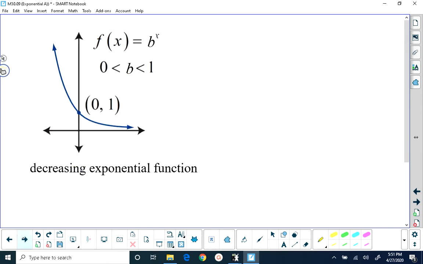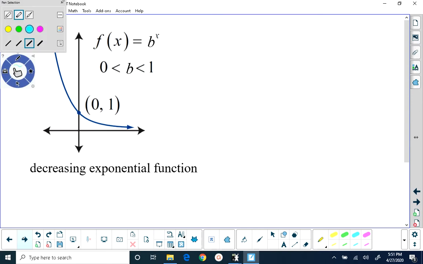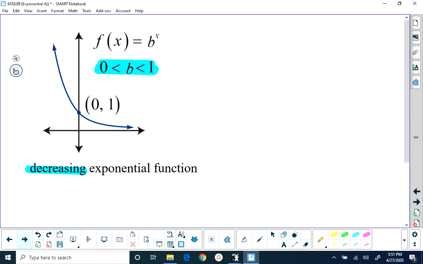On the other hand, if you have a value of b that is somewhere between 0 and 1, like 1/2 was in our example, then it will be a decreasing function. As a quick illustration, if b was 0.25, then you're going to be multiplying the function regularly by 0.25, and that means it's going to get smaller and smaller and smaller.